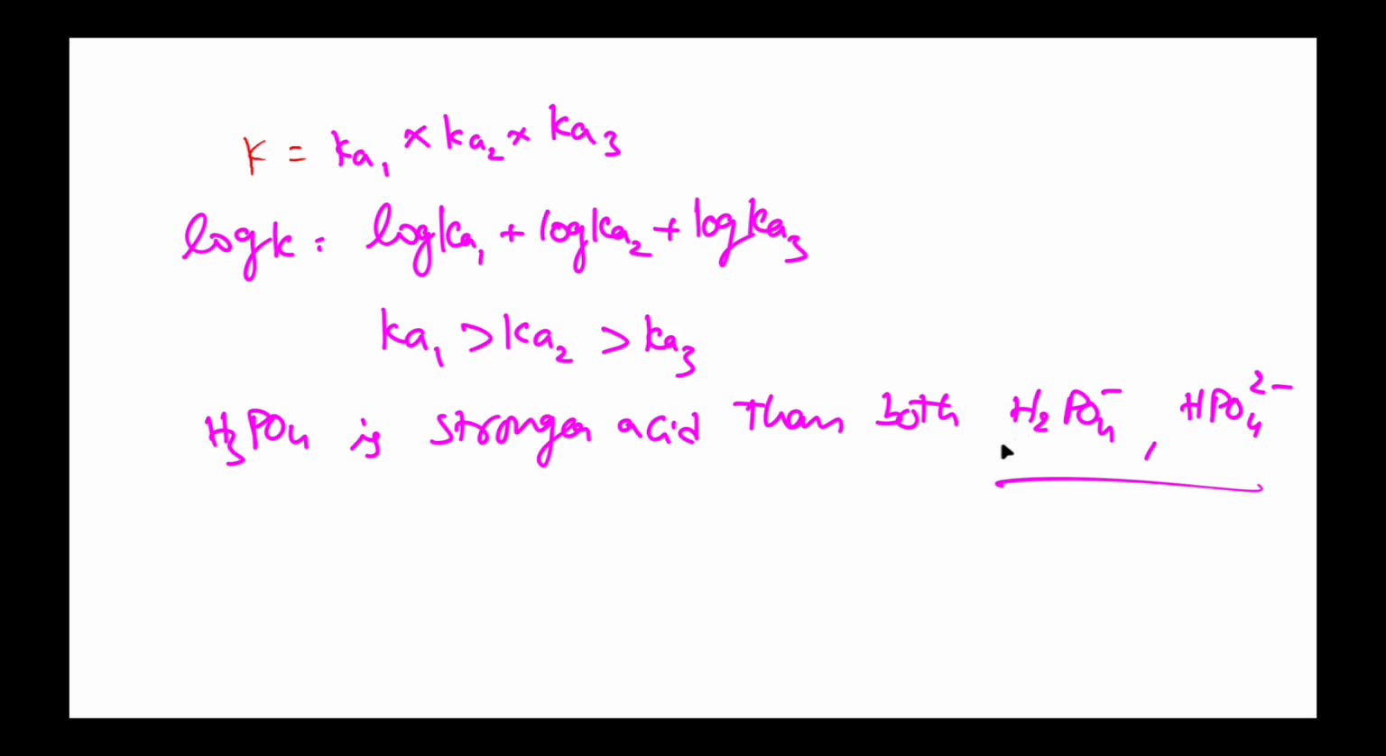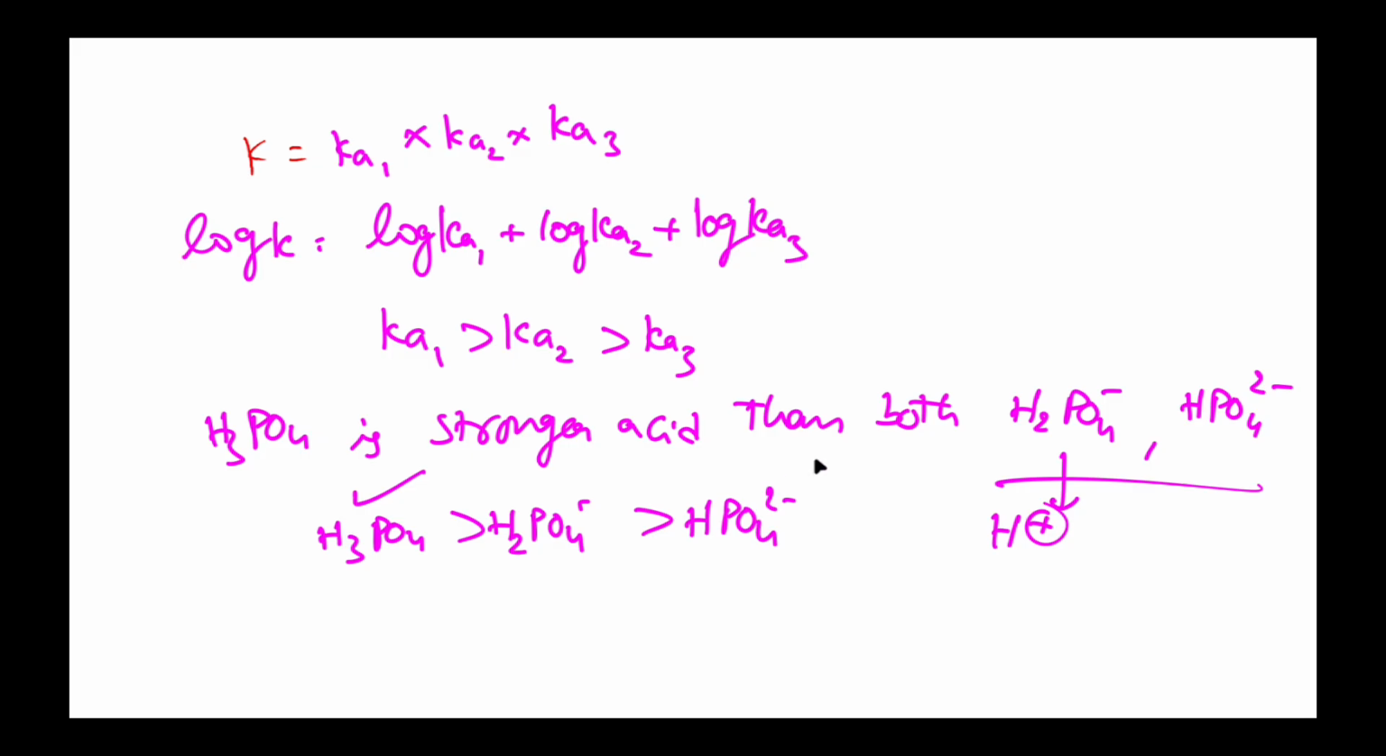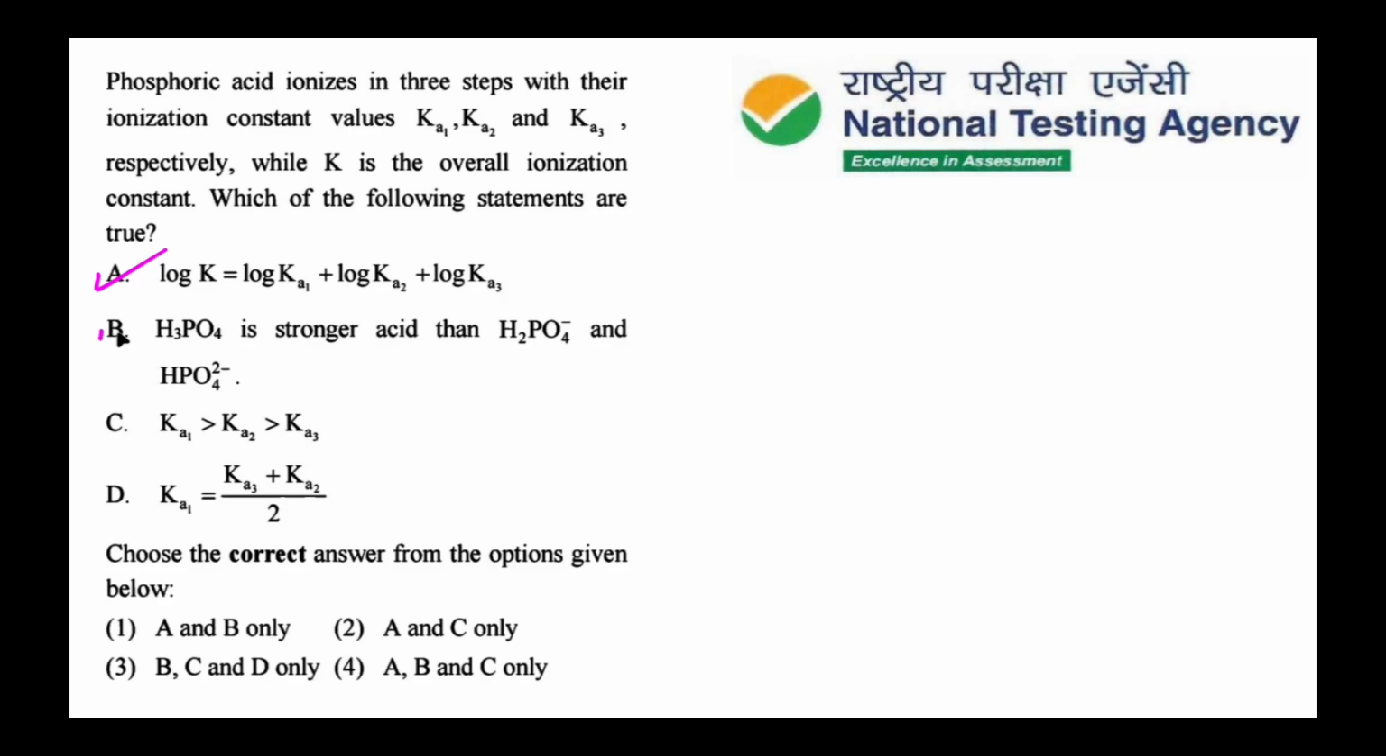Because the negative charge increases, removing an H+ ion from a negatively charged species is more difficult, so H3PO4 is a stronger acid than H2PO4-, then HPO4 2-. As the negative charge increases, removing the proton is very difficult, so acidity decreases. Removing a proton from a negatively charged ion is more difficult compared to a neutral molecule. So A, B and C are correct options. So the correct option is the fourth option.